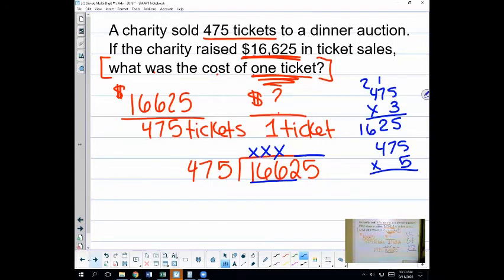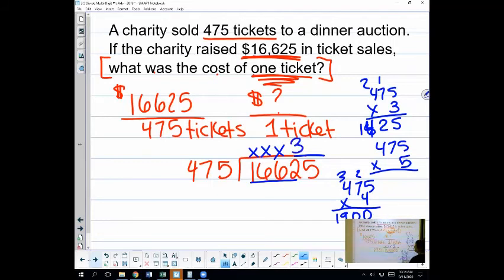How about 1625? What did I do? 1425. I was like, something's wrong. I can tell you that 5 might be a little too big. If I do 475 times 4, that'd be 1900. That's why the other one works.